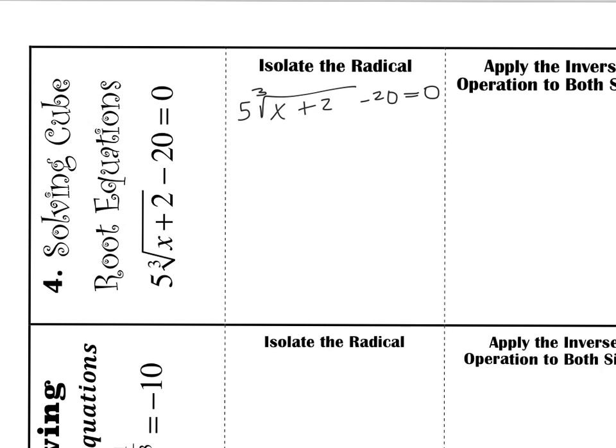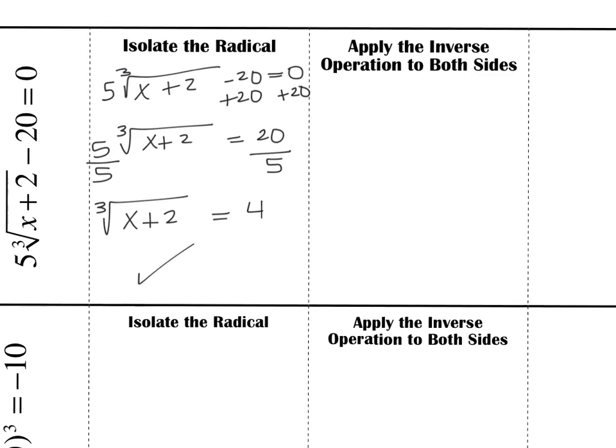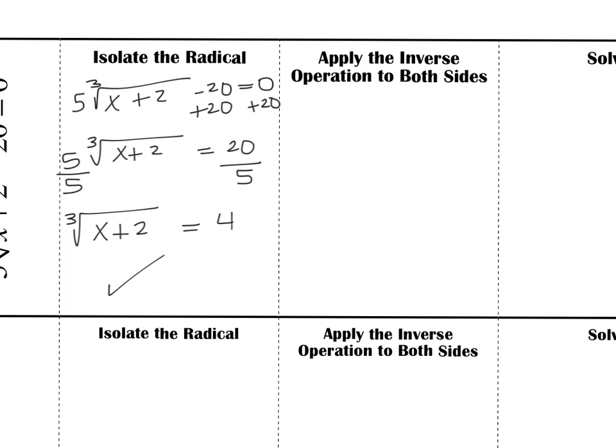Now to solve for x, I need to get the x by itself. So I need to isolate the radical first. I do that by moving the 20 and then dividing by the 5. So let's add 20 to both sides. So I get 5 cubic root of x plus 2 equals 20. Now to get the radical by itself, I need to divide both sides by 5. So I get cubic root of x plus 2 equals 4. I isolated the radical. Now let's transfer this equation to our next column.